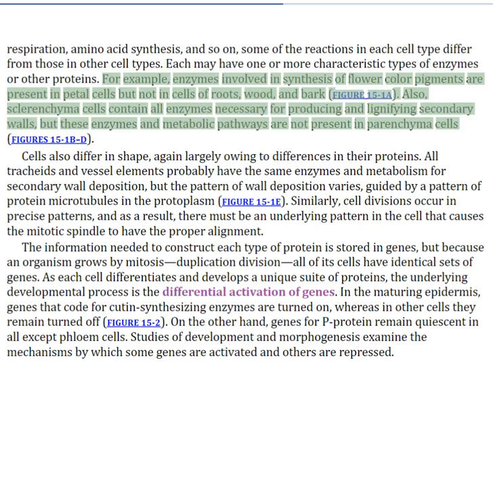For example, enzymes involved in synthesis of flower color pigments are present in petal cells, but not in cells of roots, wood, and bark. Also, sclerenchyma cells contain all enzymes necessary for producing and lignifying secondary walls, but these enzymes and metabolic pathways are not present in parenchyma cells.